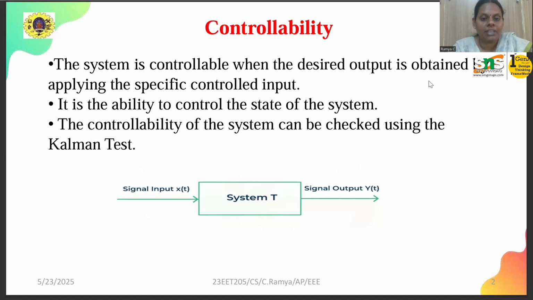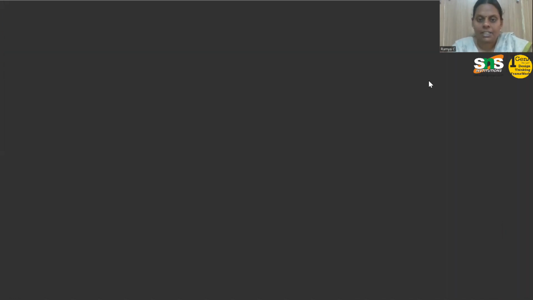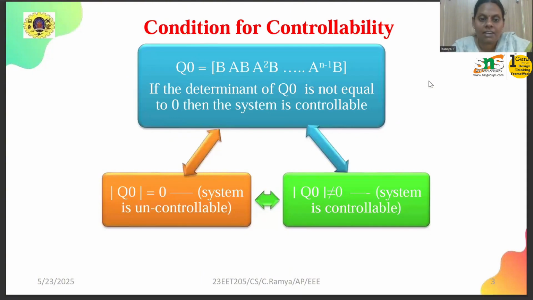Mathematically, we can use Kalman's test to analyze controllability. Kalman's test uses the controllability matrix Q_c, which is equal to [B, AB, A²B, up to Aⁿ⁻¹B], where n is the order of the system. If the rank of this matrix equals the number of state variables, then the system is controllable. And this is the condition for controllability.